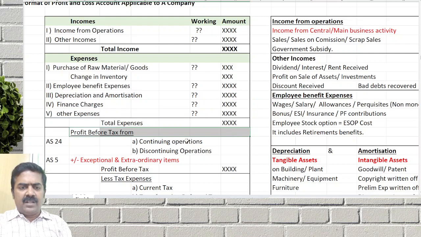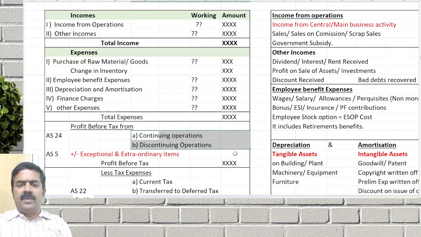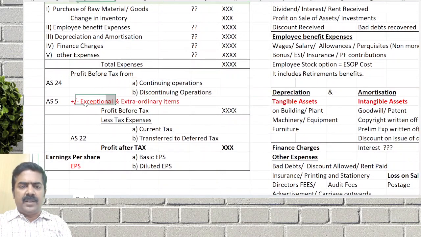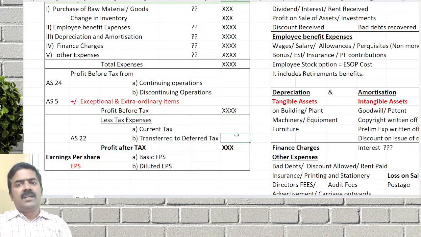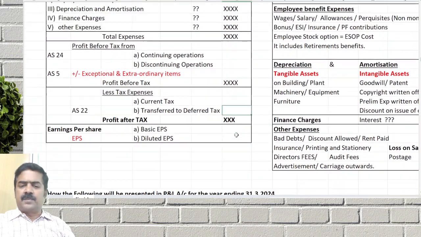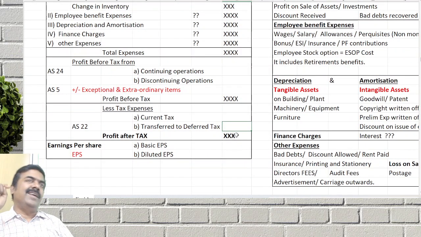You get profit. If details are available, classify from continuing and discontinuing. Exceptional and extraordinary items, if there are any, disclose. PBT minus tax after transferring to deferred tax, you will get PAT. Then work out EPS. Then special adjustments. Number one, if there is any interim dividend paid given in the trial balance. Interim dividend already paid, given in the trial balance. Already they passed the entry, interim dividend account debit to cash.